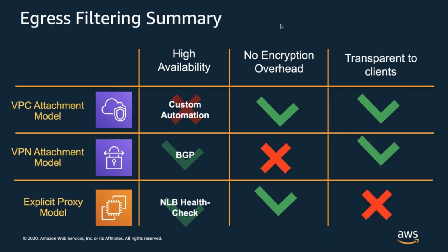Finally, the explicit proxy model has a really good high availability story here with NLB health checks, so it's easy to add and remove devices, add and remove proxies. There's no encryption overhead, and proxies can also terminate encrypted connections. So if you need to start looking into TLS connections, that's a pretty simple thing to do. However, if you were going with the explicit proxy model, you would have to update all of the clients with specific configuration to use a proxy.